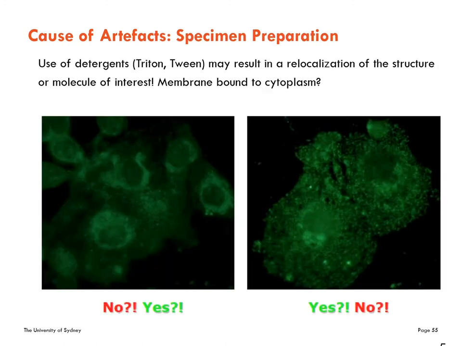Another artifact occurs during specimen preparation. For example, using detergents such as Triton or Tween for a long period of time or at high concentration may cause a relocation of the structure of molecules of interest. For example, the membrane protein might relocate and distribute into the whole cytoplasm.